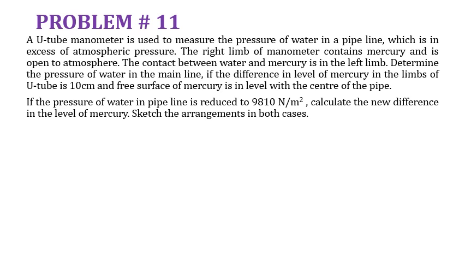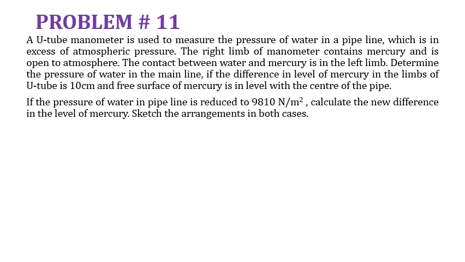So next numerical: a U-tube manometer is used to measure the pressure of water in a pipeline which is in excess of the atmospheric pressure. Again with this statement the figure won't be provided. They have given that it is a U-tube manometer and the pressure is in excess of the atmospheric pressure. So this means that the pressure is greater than the atmospheric pressure, that it is a gauge pressure.